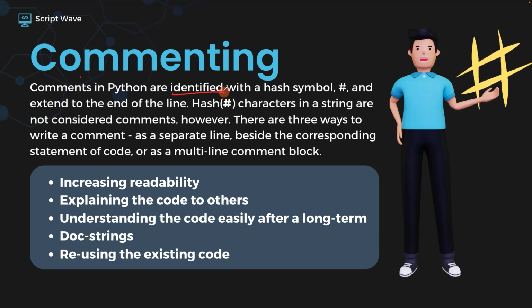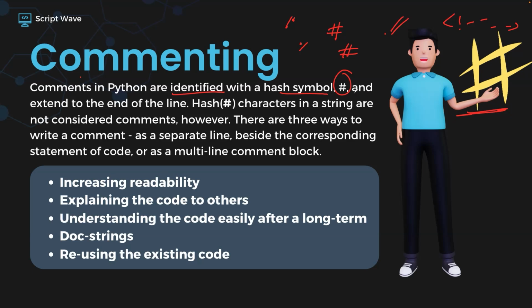Comments in Python are identified with the hash symbol. Different languages have different comments. Hash is for Python, // is for Java, and we have it as well in JavaScript. And then if you're using maybe HTML, we have something like this. So this is an HTML comment. Different languages have different commenting. So here in Python, we have hash.